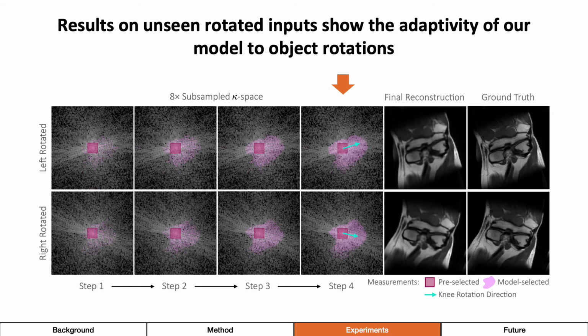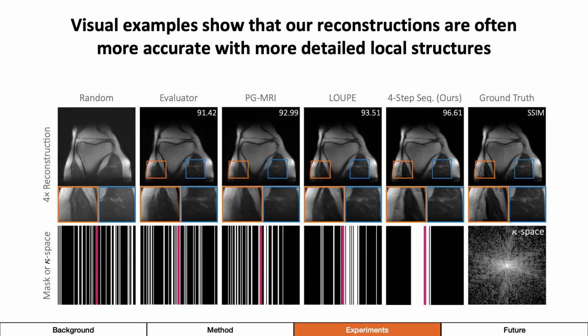Here are some visual examples of our method and other baselines in the 1D setting with 4x acceleration factor. In this setting, we sample a quarter of the k-space data to perform reconstruction. Our reconstructions are often more accurate with more detailed local structures. For example, the white areas pointed by these arrows are wiped out by other methods but accurately reconstructed by our method.